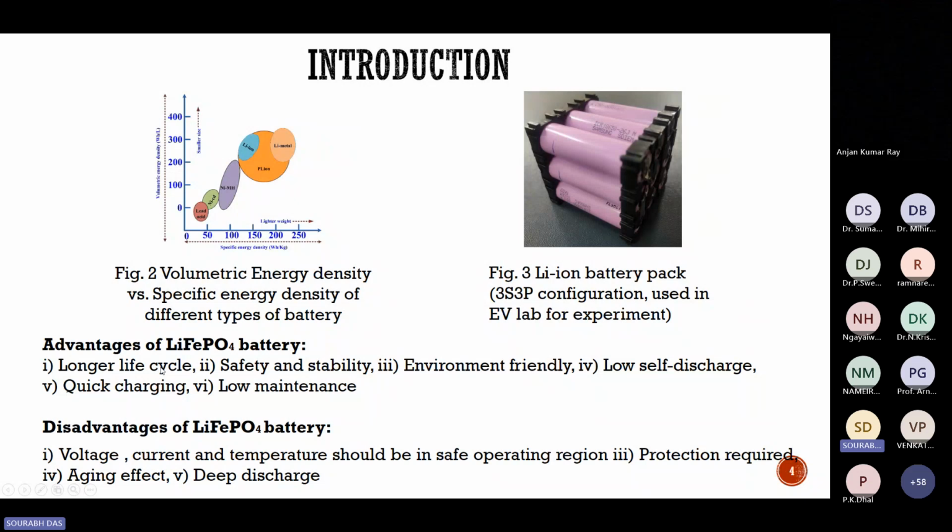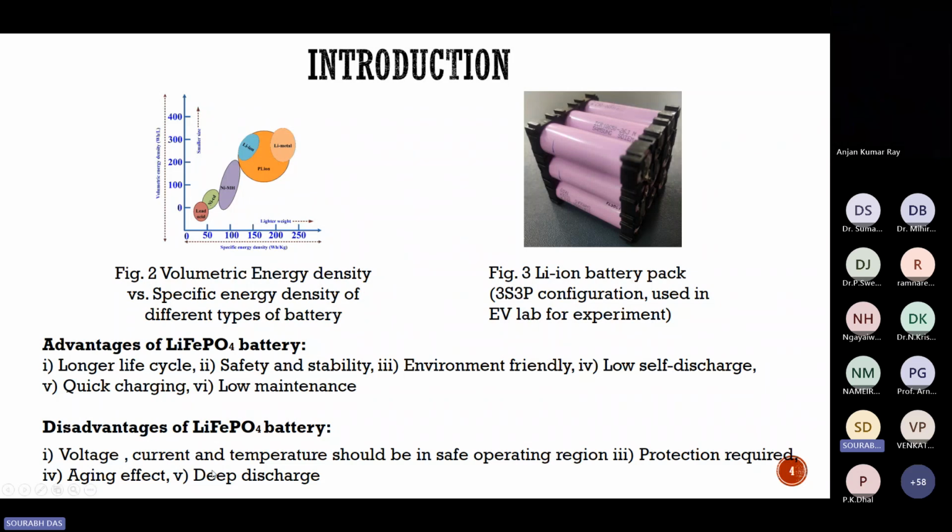So, what are the advantages of lithium-ion battery? LiFePO4, because it will take the action in the EV application in the near future. So it has a longer life cycle, then safety and stability, and then environment friendly and low self discharge, quick charging and low maintenance is required.